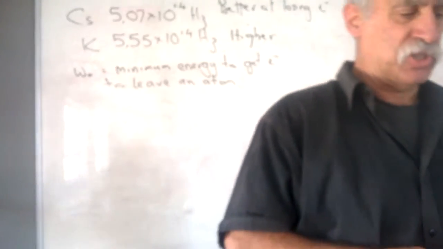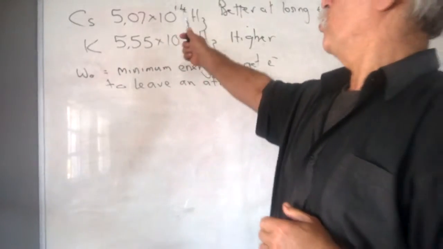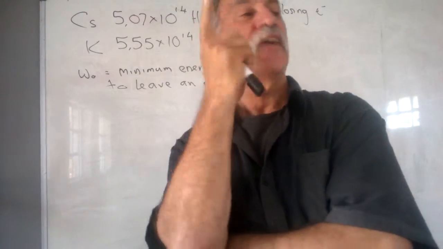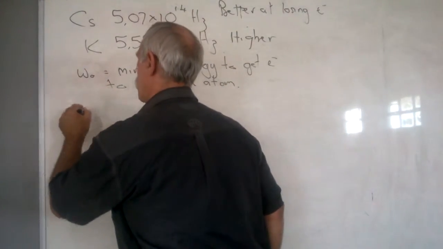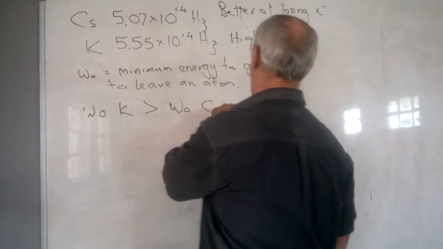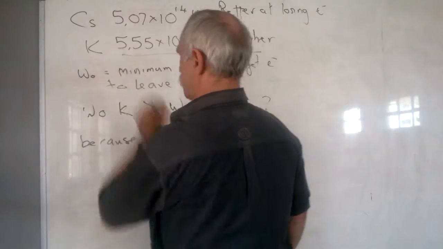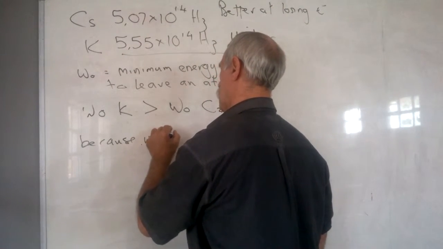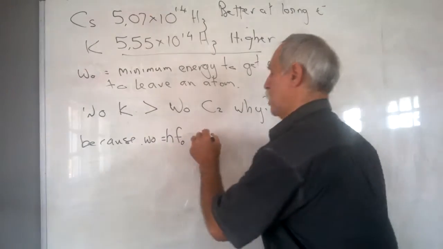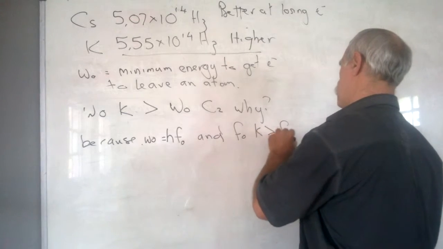Okay, next question. Which one of the two metals in the table has a higher work function? Cassie, of the two, which has a higher work function? Exactly. So which one has a higher work function? W naught of potassium is greater than W naught of cesium. Why? Because this is equal to h f naught, and the f naught of potassium is greater than f naught of cesium.